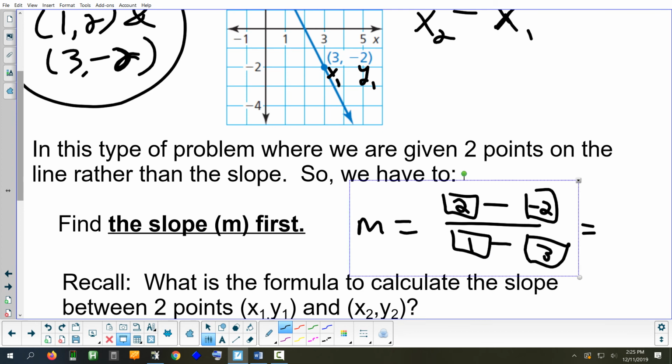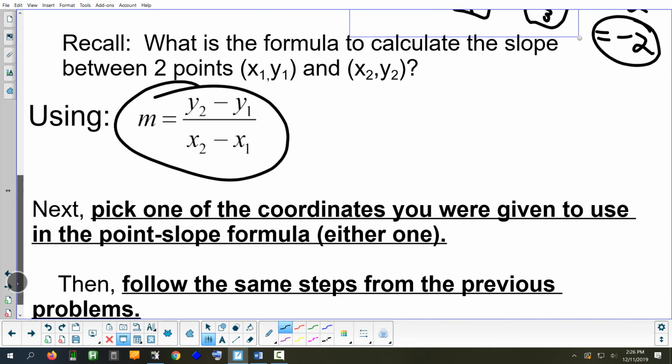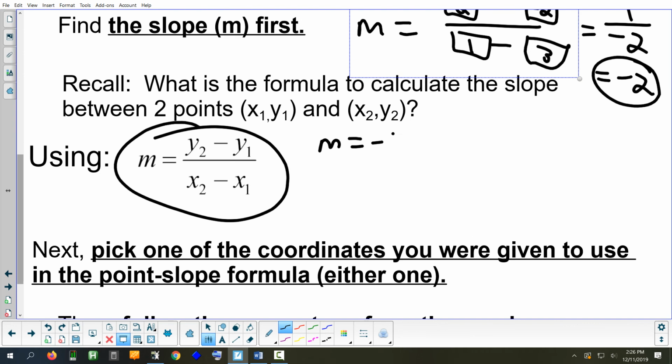What's 2 minus minus 2? 4. That becomes 2 plus 2. What's 1 minus 3? Negative 2. When you reduce that, what's 4 divided by negative 2? Negative 2. What did I just find? It's my slope, which is what letter? M. So I got some more space. I'm just going to put it right there. Got my slope.